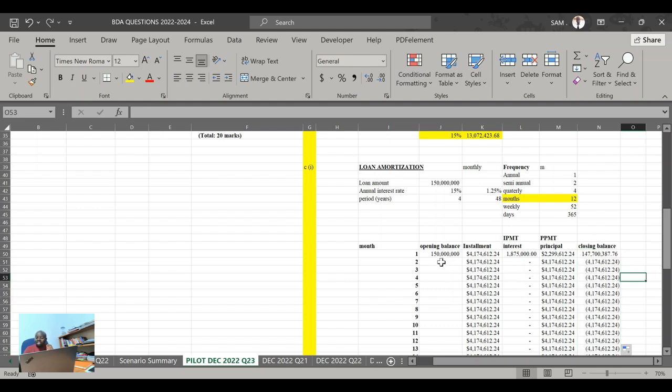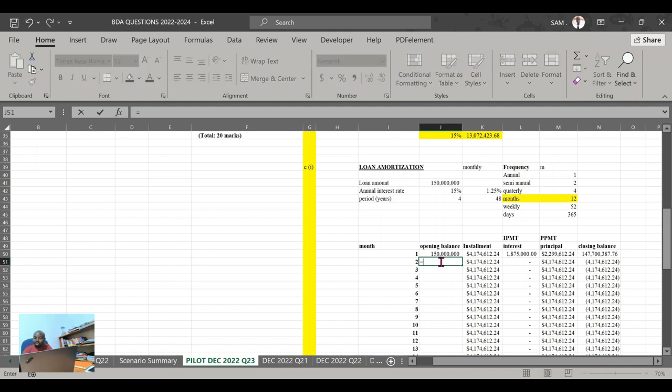Now, what is opening the second period is the closing balance for period number one. The opening balance of the loan in period two is the closing balance for period one. So whatever closes a period is what will open the next period. So that's the logic that we're using here.